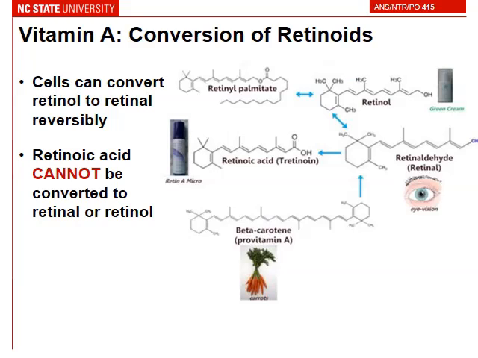Now, you may have noticed that all throughout this lecture so far, I've mainly just been referring to retinol, and I haven't said much about retinoic acid or retinal. So we have retinol palmitate or our retinol esters. So this is coming from our food, and this is also how we store our vitamin A. So you can see here these double arrows on this line, so this is reversible.